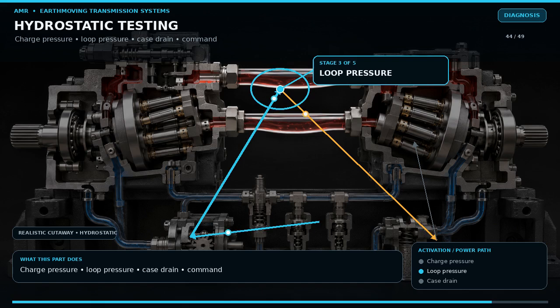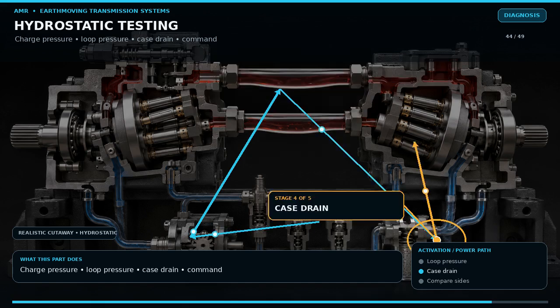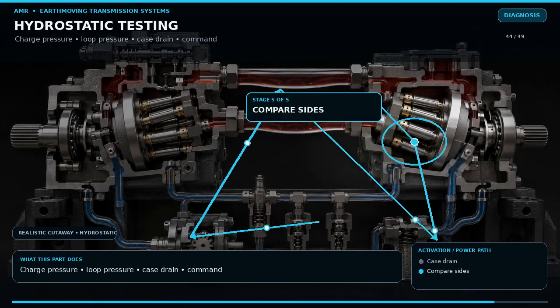Measure pump and motor case drain flow at the specified oil temperature and operating point. High case drain indicates internal leakage, but hoses, flushing flow, and test routing vary. Compare left and right circuits on dual-path machines. Perform displacement or neutral calibration only after pressures and mechanical linkages are correct. Cleanliness is critical whenever a closed loop is opened.